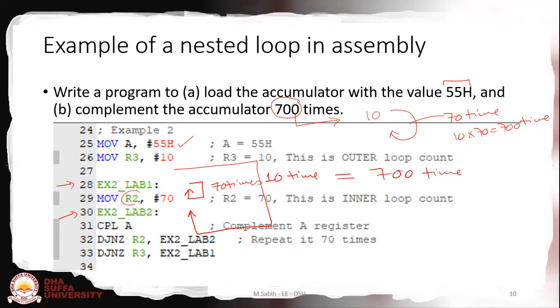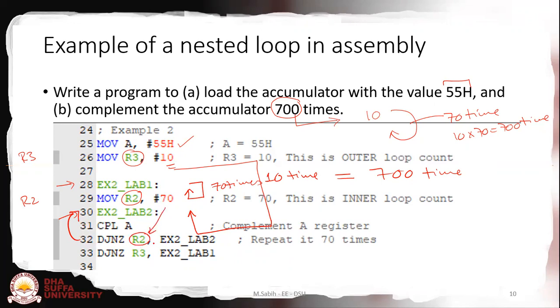We use two counters. R3 is the outer counter, and the inner counter is R2. R2 contains 70 and R3 contains 10. And we are actually complementing A here. And this is how the loop is going to continue. So we jump to this point, 70 times. This is 70.